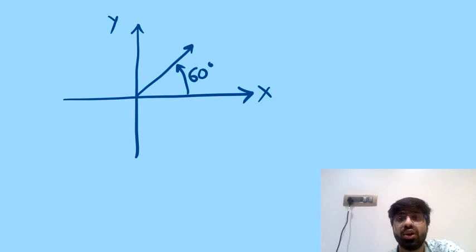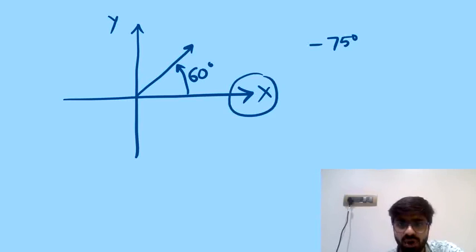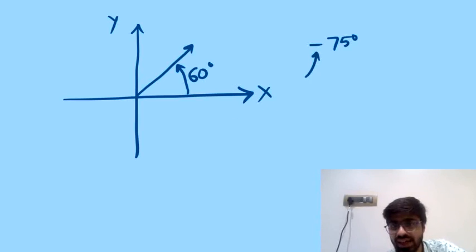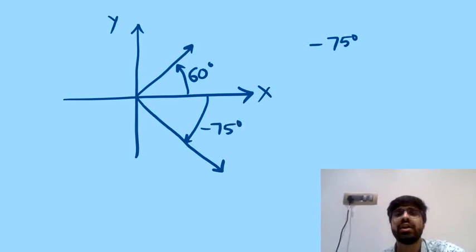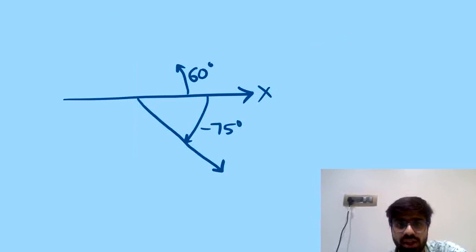What if I talk of an angle of minus 75 degrees? I will measure 75 degrees from positive X only, but because this is negative, the angle will be measured in the clockwise direction. So from positive X, we move clockwise 75 degrees, and this is the final angle that we get. So this is an angle of minus 75 degrees. In short, a positive angle is measured in the anti-clockwise direction and a negative angle is measured in the clockwise direction.